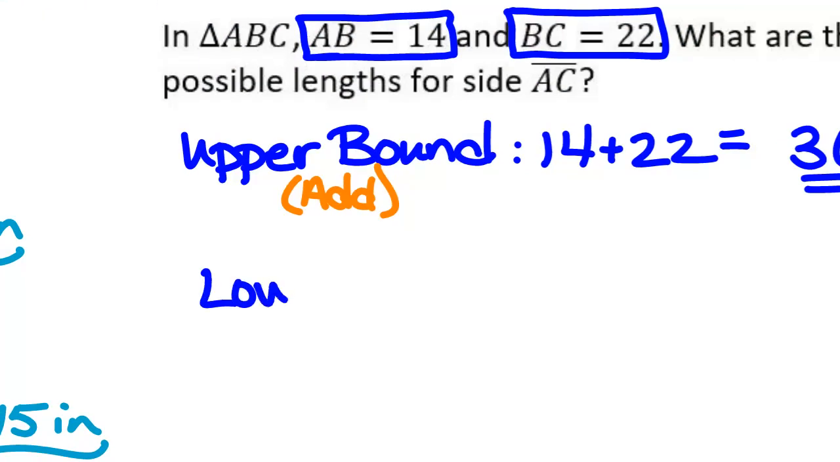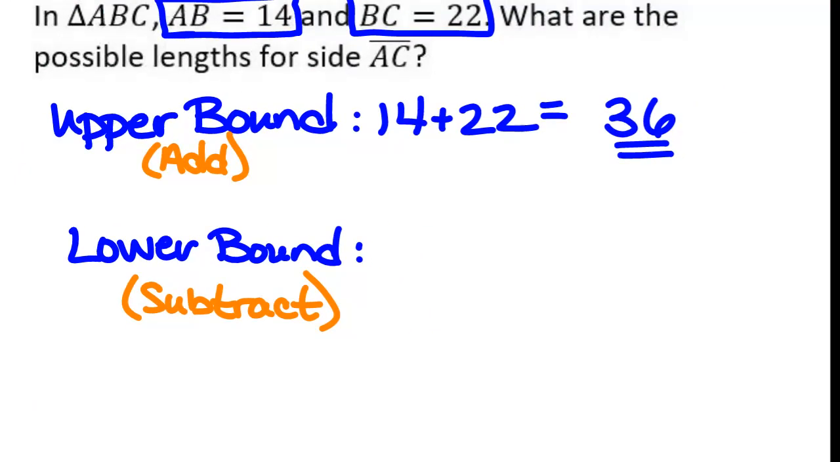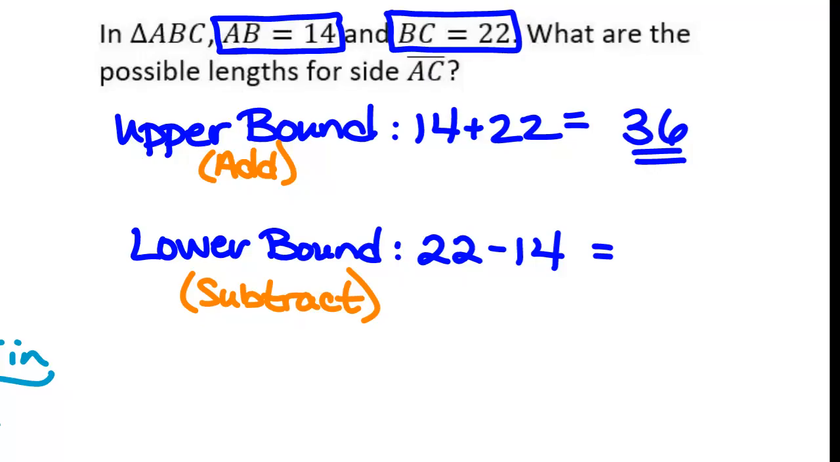And then my lower bound. Again, for the lower bound, we subtract. So do I do 14 minus 22? Why not? Because I'll get a negative. We can't have negative lengths on triangles, so we have to do 22 minus 14, which comes out to be, what's that come out to? 8.